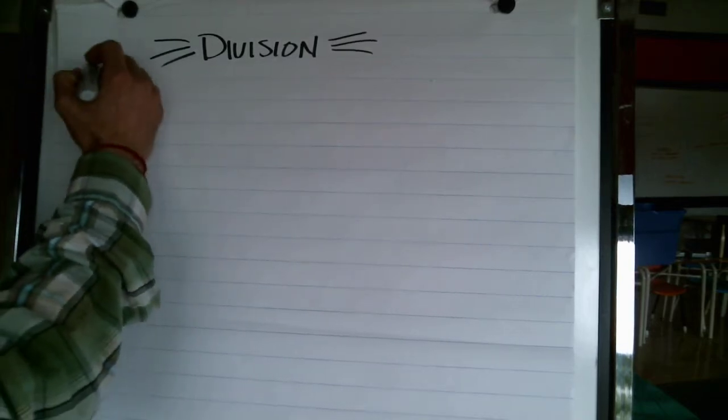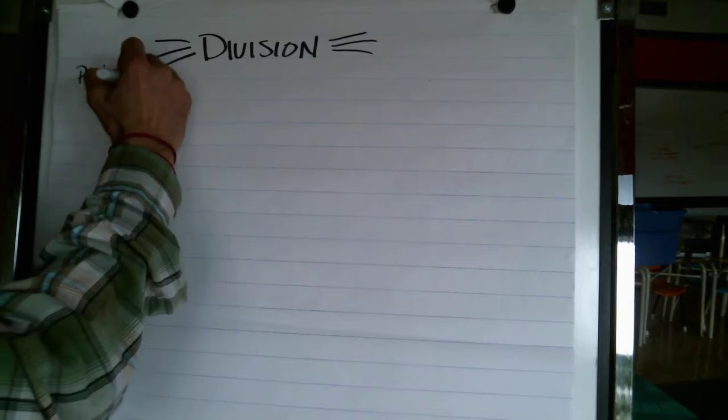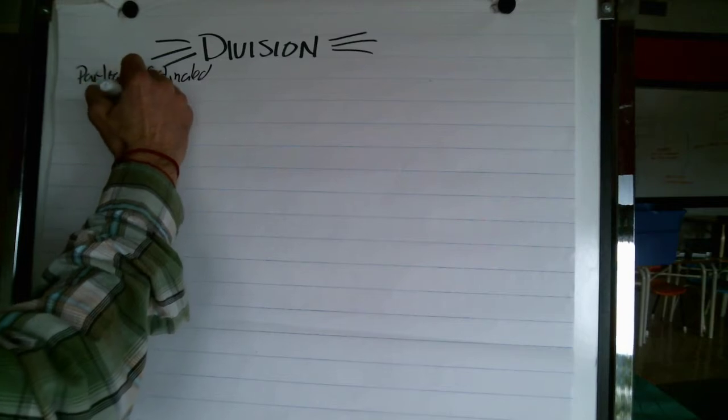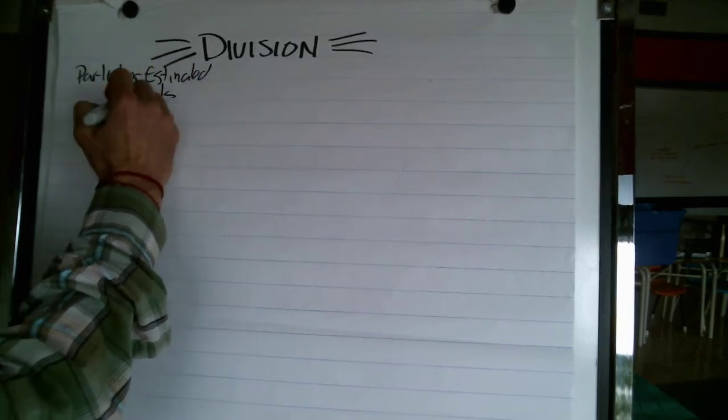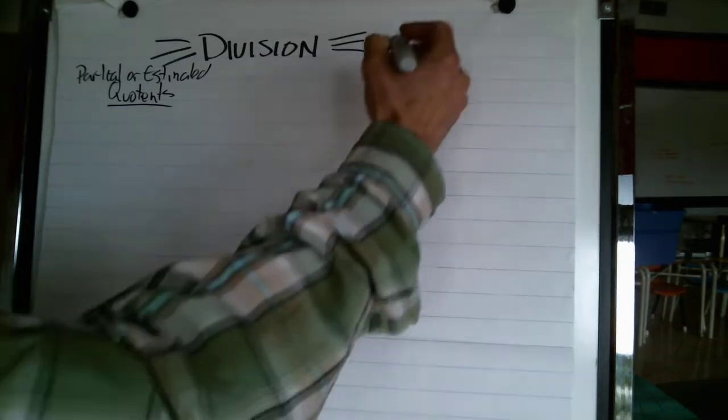Division. Let's go back to long division. Two ways to do it. Some people love this, some people hate it. I'm going to show you anyway. This is called partial or estimated quotients. Quotient is the answer to a division problem. And here, I'll just do this.